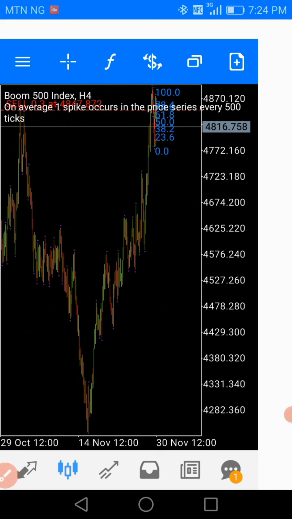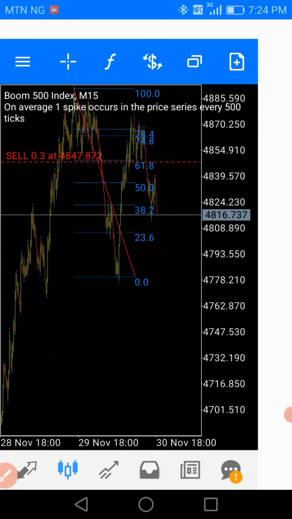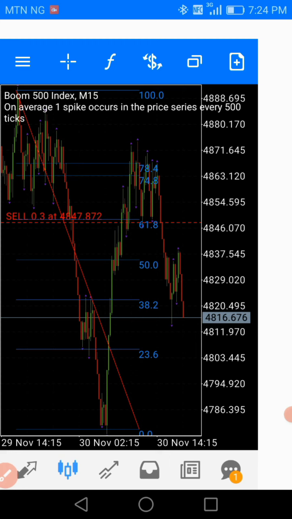Now you see the Fibonacci level I placed on 15 minutes time frame. Okay, you can actually place your Fibonacci on any time frame. Okay, you can place it on any time frame. But I actually took this signal from this trade from the signal given to me from the 15 minutes time frame, and see how it's playing out, guys.